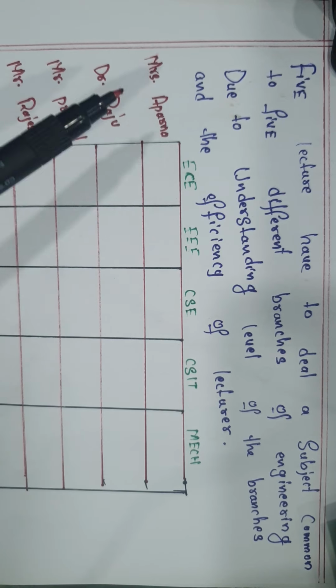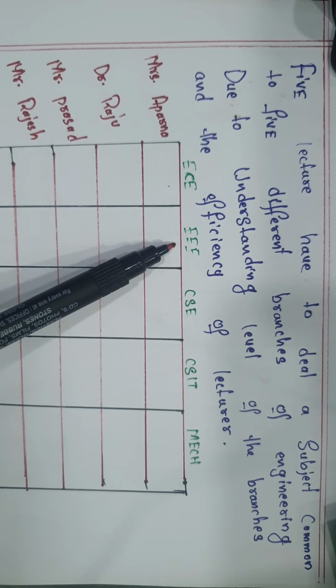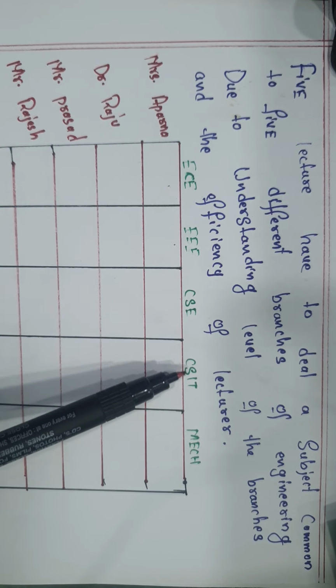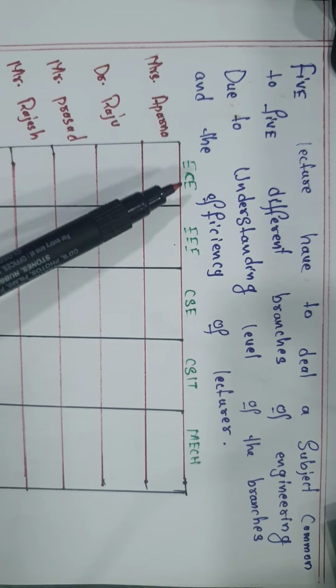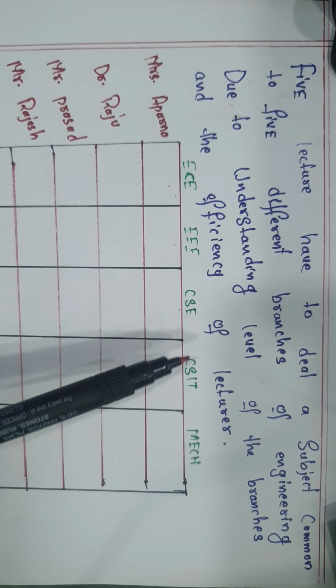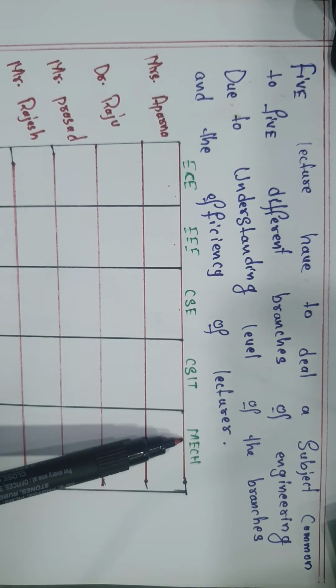So here, how many branches are there? ECE, EEE, CSE, CSIT and mechanical. Okay? So how many branches are there? 5 branches are there: ECE, EEE, CSE, CSIT and mechanical.